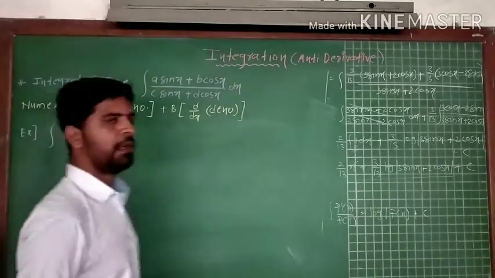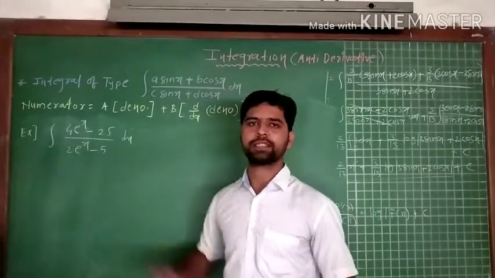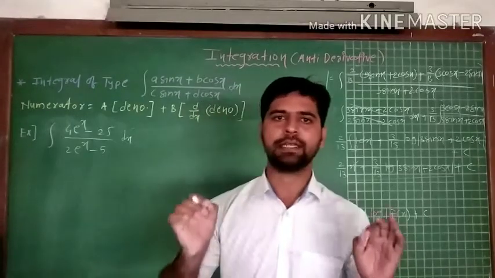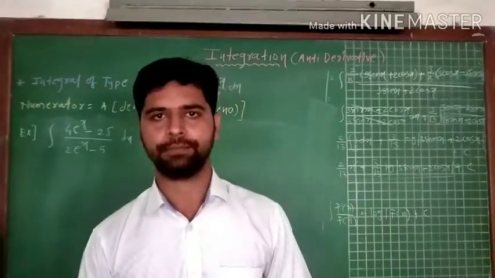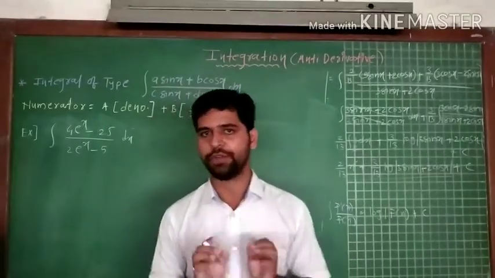This is example 4: the integral of (4e^x − 25) divided by (2e^x − 5). In this example also we have to apply the same method, that is, replacing the numerator by a into the denominator plus b into the derivative of the denominator.